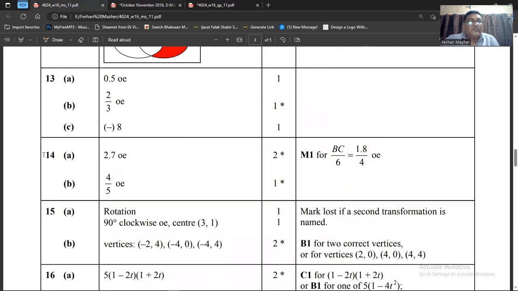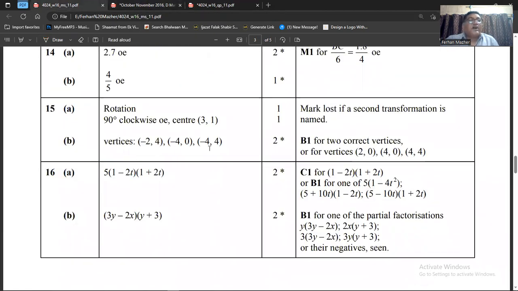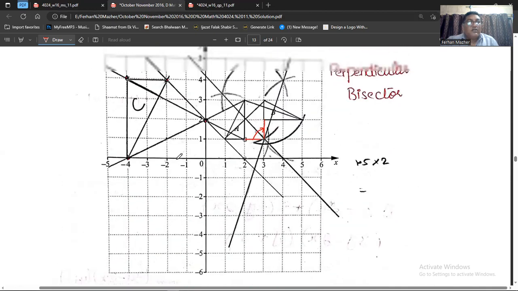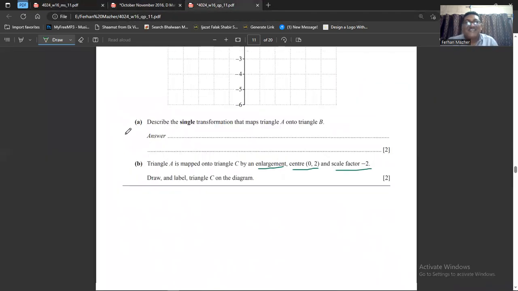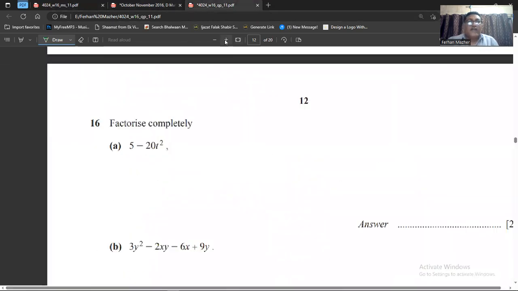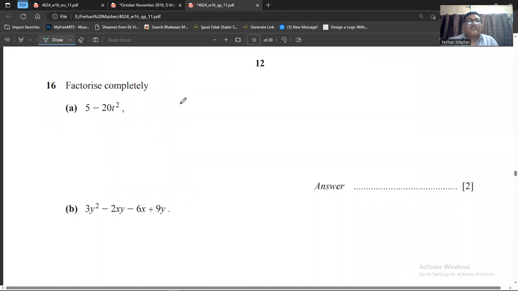So I can tell you -2, 4, -4, 0, -4, 4, -2, 4, -4, 4, -4, 0. Our answer is right. Hopefully you understand. Okay, so we are going to the next part. The next part is question number 16.